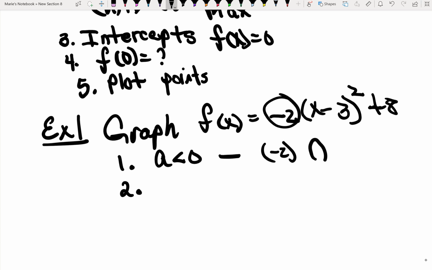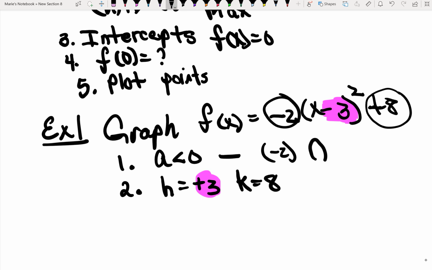So in point number 2, we find the vertex. Our vertex in this case, we know that h is equal to positive 3, and you see that in this location right here. Since it's negative 3, remember it's inside with the x, so it's a hypocrite. So it's 3, and our k value is equal to positive 8. Remember, this stays true to itself. So our vertex, in fact, in this case, is (3, 8).